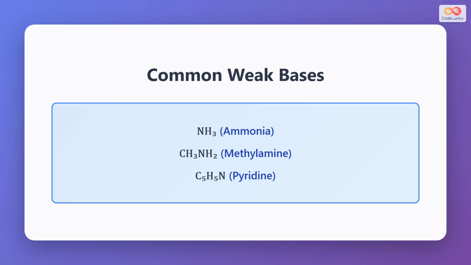Some common examples of weak bases include ammonia, NH3, methylamine, CH3NH2, and pyridine, C5H5N, and all of these compounds partially dissociate in water and have relatively small Kb values, making them weak bases.